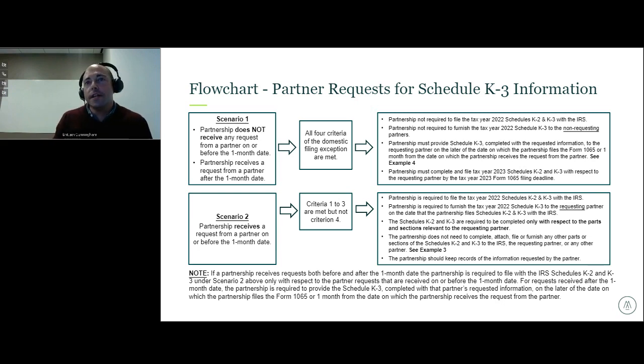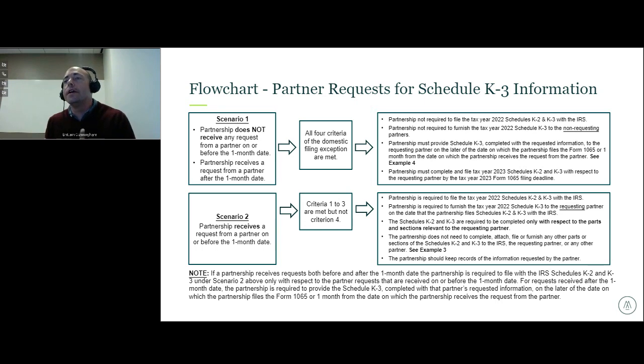Okay, so going to scenario two, in this case, the partnership does receive a request from a partner on or before the 1 month date. So in that case, they met all of the first three criteria, but they did not meet criteria four. If that happens, then the partnership is required to file the tax year 2022 K-2 and K-3 with the IRS. They have to furnish the tax year 2022 K-3 to that requesting partner by the date that the form is filed with the IRS, which makes sense.